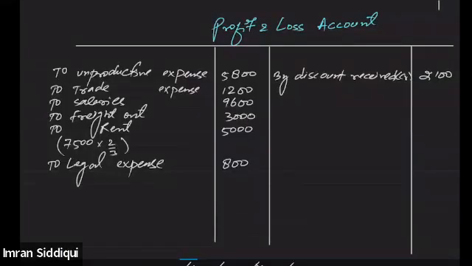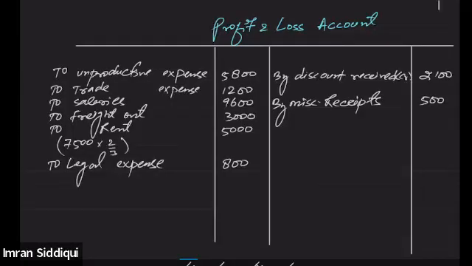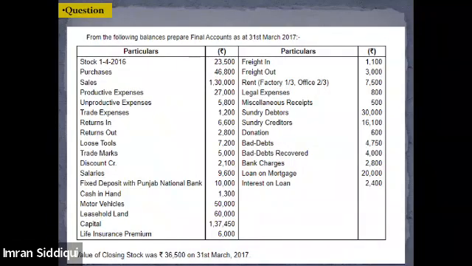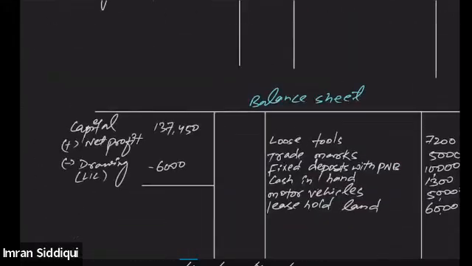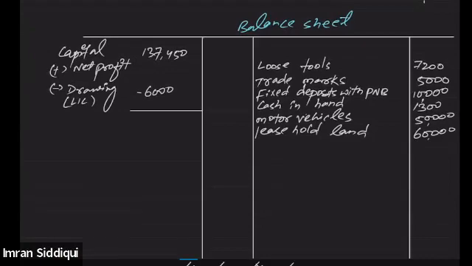Miscellaneous receipts. Miscellaneous receipt is an indirect income. 500. Then we have the next item as sundry debtors. It is an asset, obviously. It will be recorded in the balance sheet under the heading of the current asset.